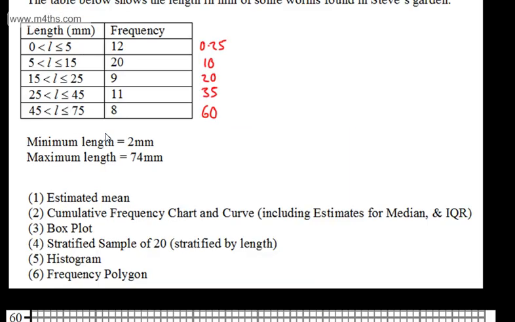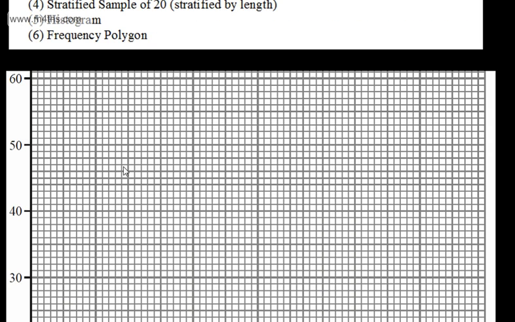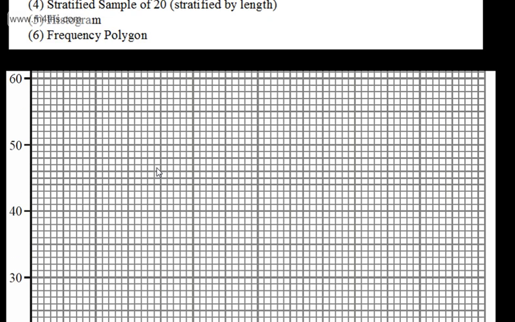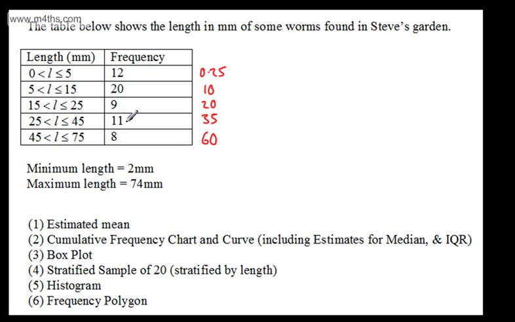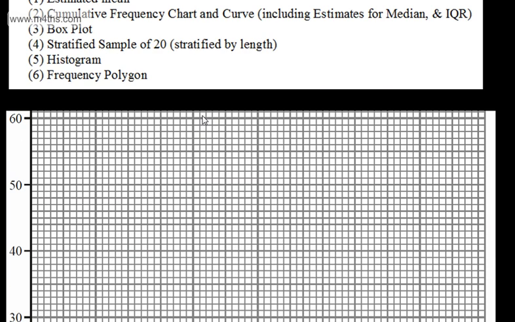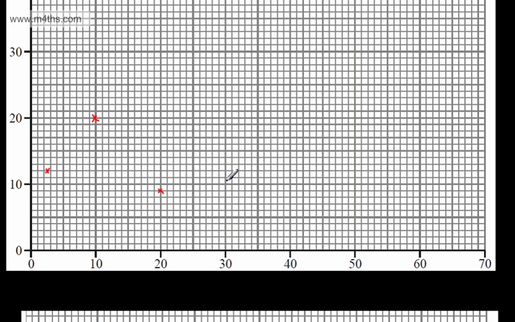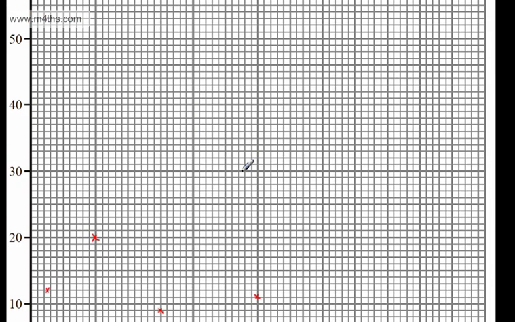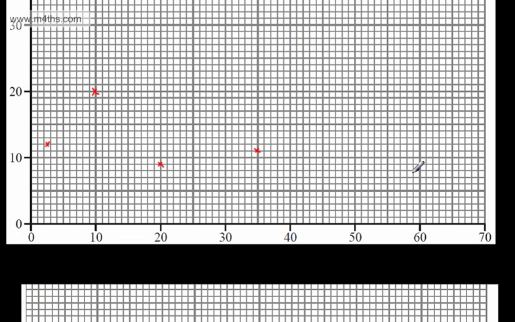The next one needs to be plotted at the midpoint, which is 20, and that has a value of 9. So let's find 20. There's 20, and it has a value of 9. And if we look at the next one now, it is going to be a value of 11, and that will be plotted at 35. So let's put that on. 35 is just here. 11 looks to be about there. And then finally, what do we have? We have 60 and a frequency of 8. So let's do that. 60 and the frequency is going to be 8, which looks to be there.